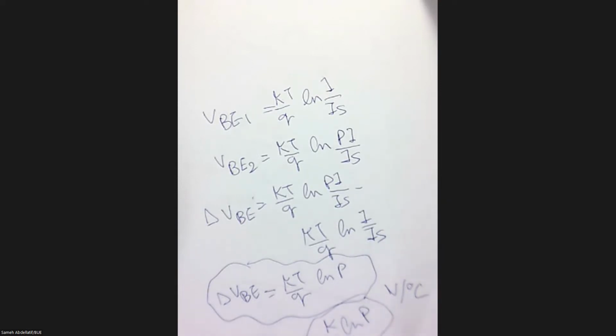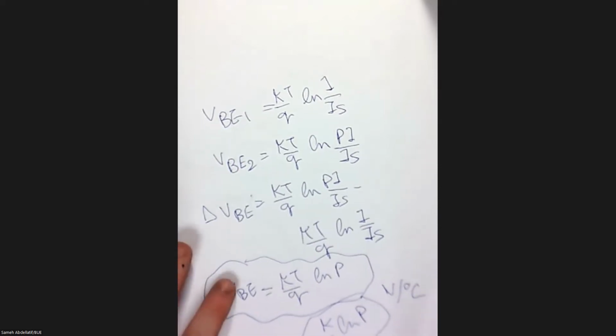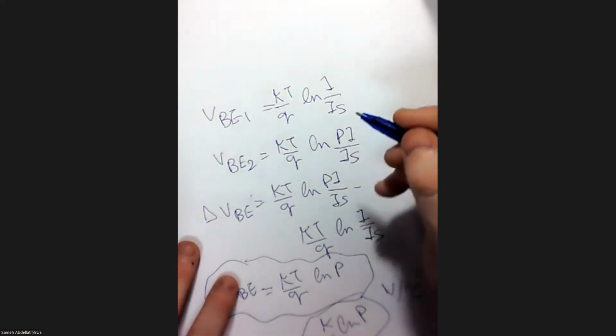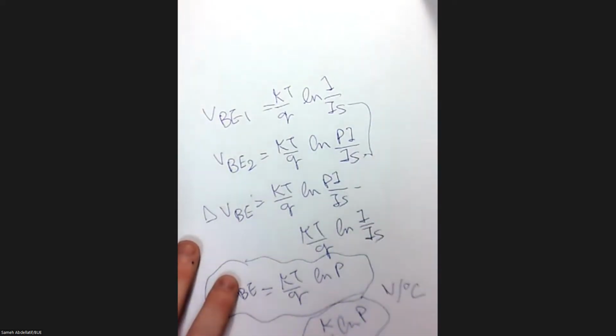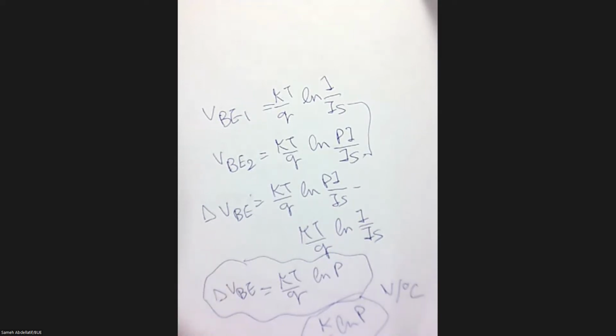The second important point to be mentioned here is that following this derivation, we are making a very important assumption: that IS1 and IS2 are equal. Or in other words, we are assuming that the two transistors are identical, which is not commonly the case, because sometimes you have some mismatching between these transistors.